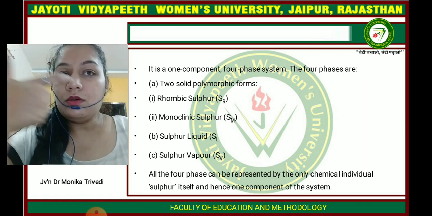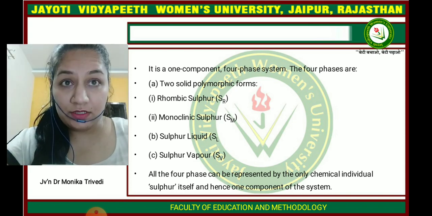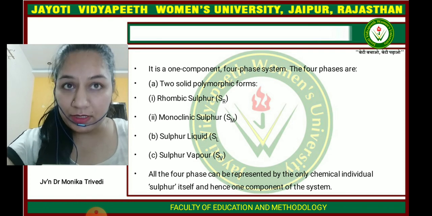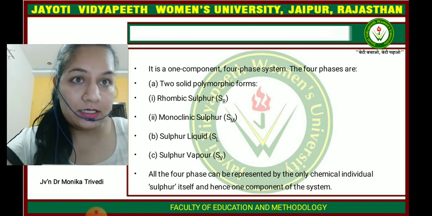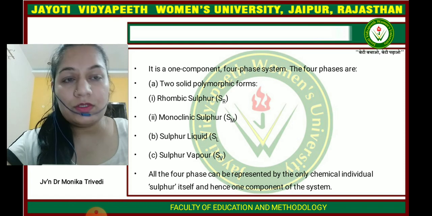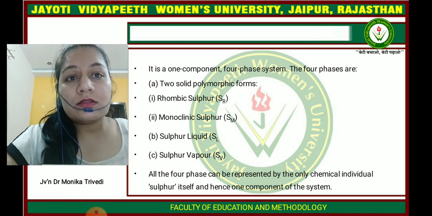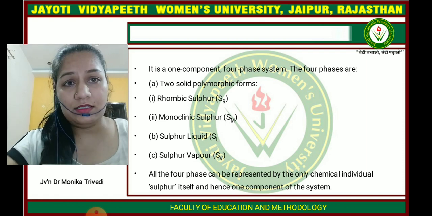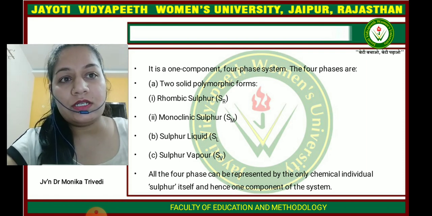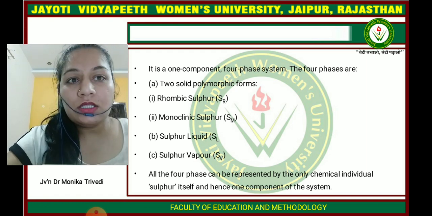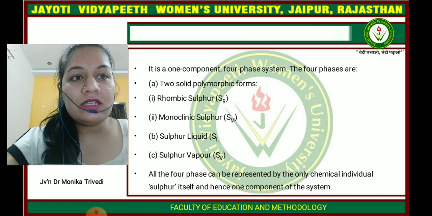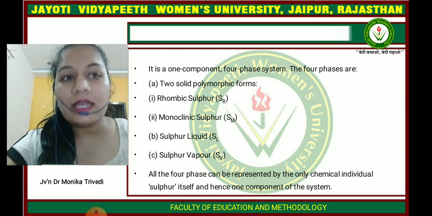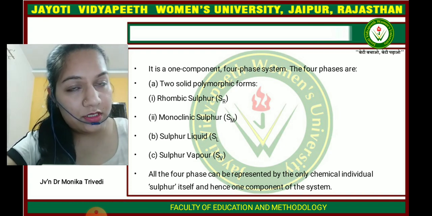Okay, so for the one component sulfur system we have four phases. First is rhombic sulfur, which is represented by S R. Second is monoclinic sulfur, which is represented by S M. Third is sulfur liquid, which is represented as S L, and the fourth is sulfur vapor, which is represented as S V. All four phases can be represented by the single chemical formula, which is S, sulfur. So it is a one component system itself.